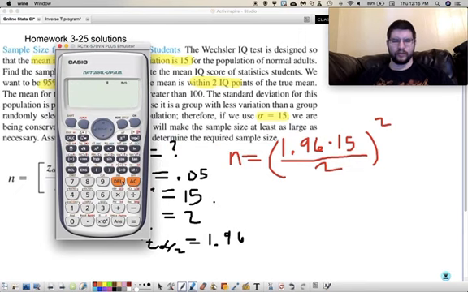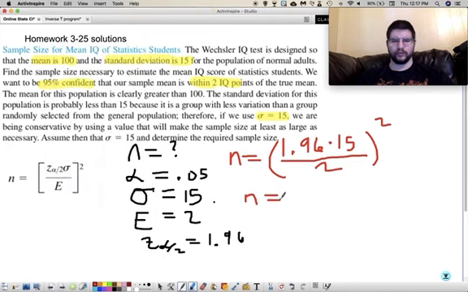Go to mode 1. 1.96 times 15 over 2, and square that, gives us 216.09. So even though it's 0.09, we still have to round up. Always round up for your n. So 217. Close to 225. There you go. That's it. Done. Next problem.